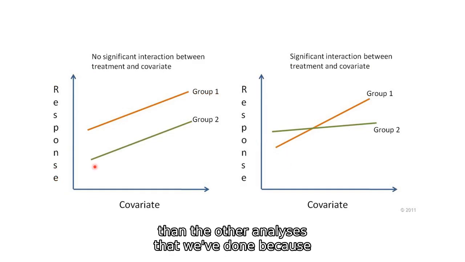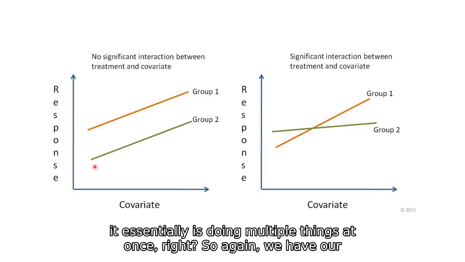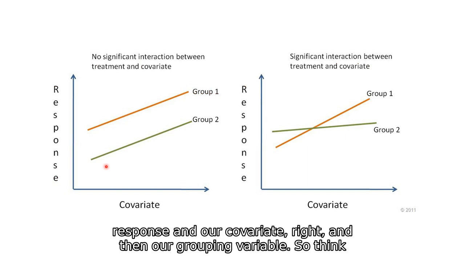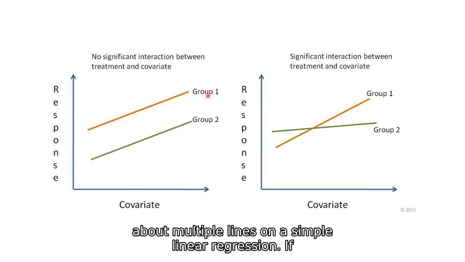So again, this gets a little more complicated than the other analyses that we've done, because it essentially is doing multiple things at once, right? So again, we have our response and our covariate, and then our grouping variable. So think about multiple lines on a simple linear regression.